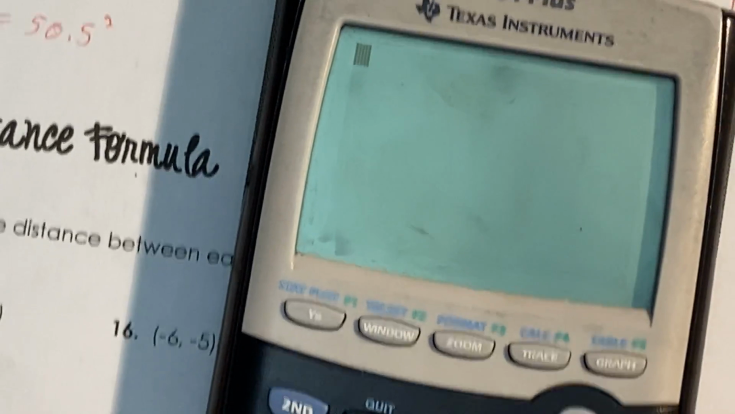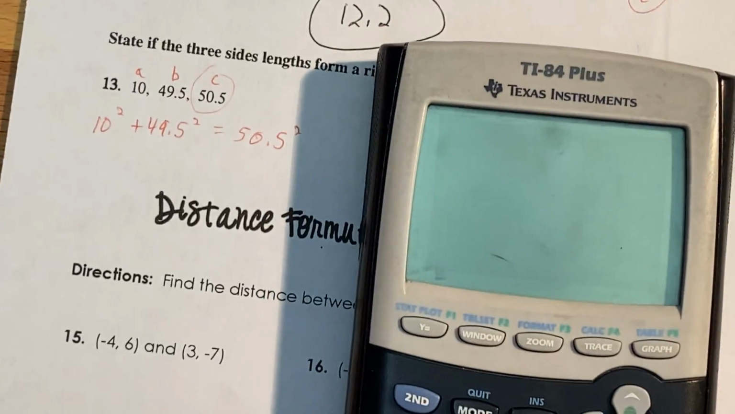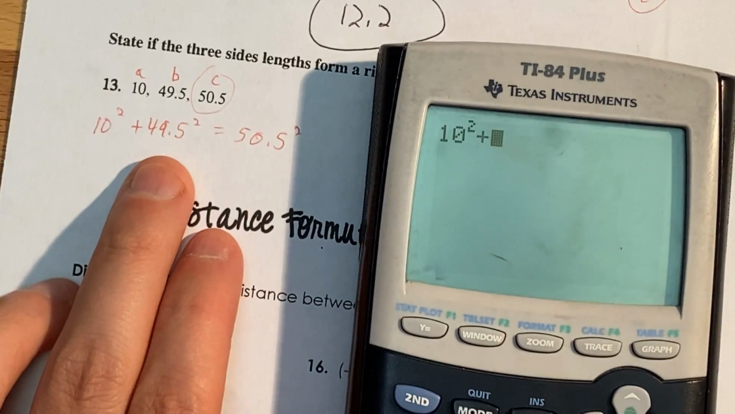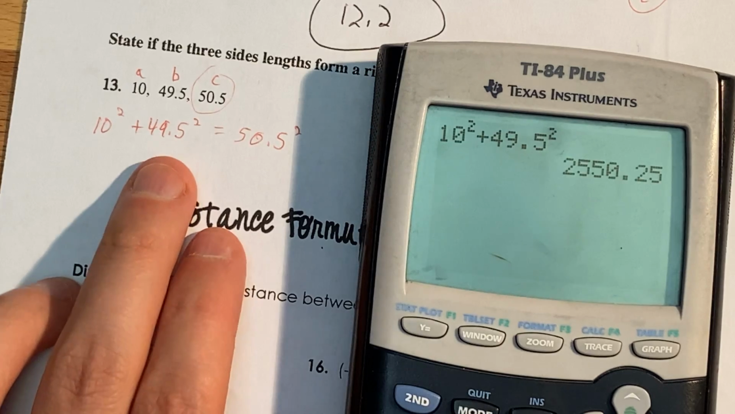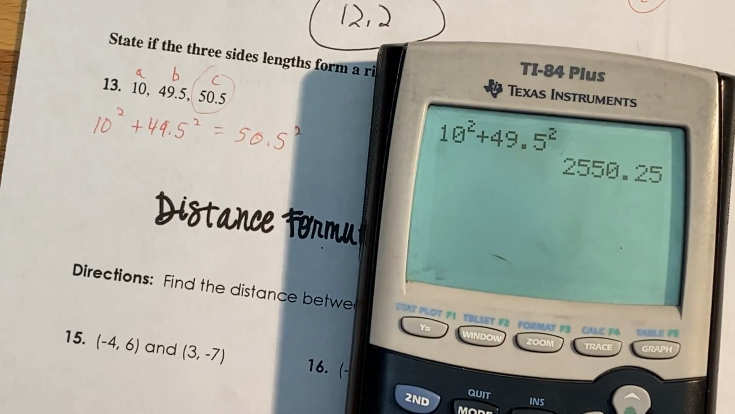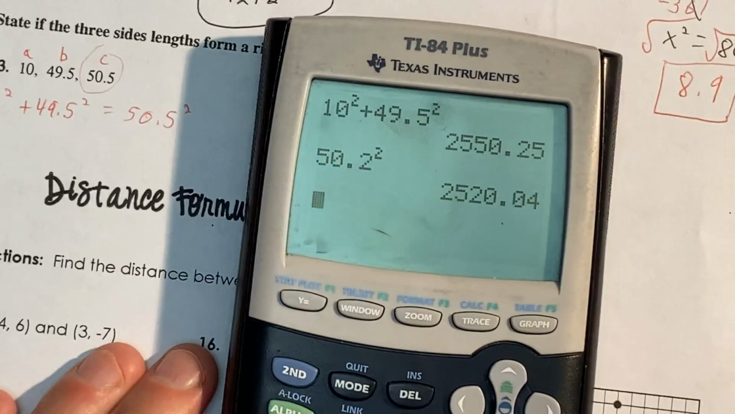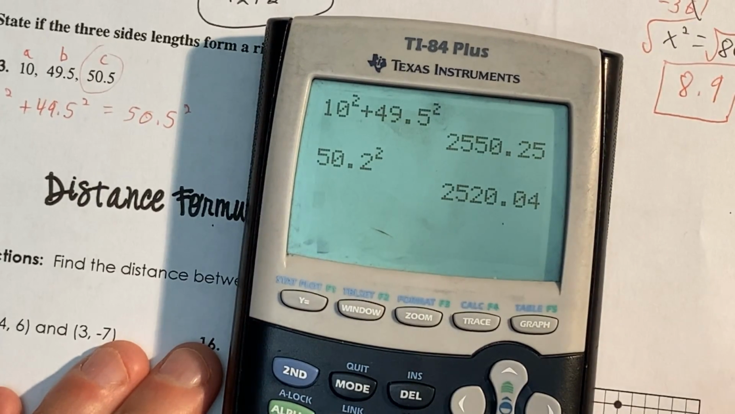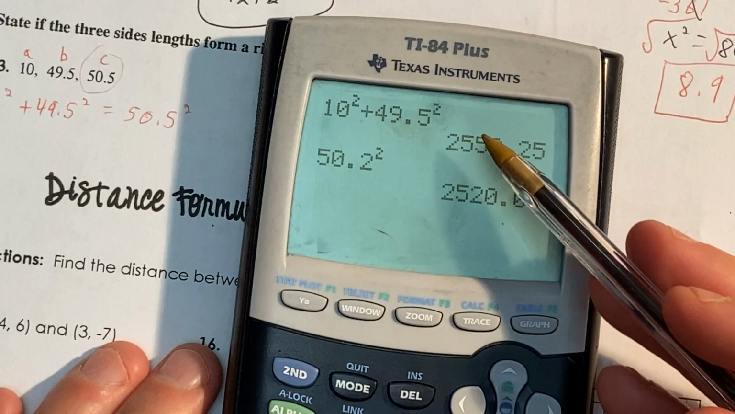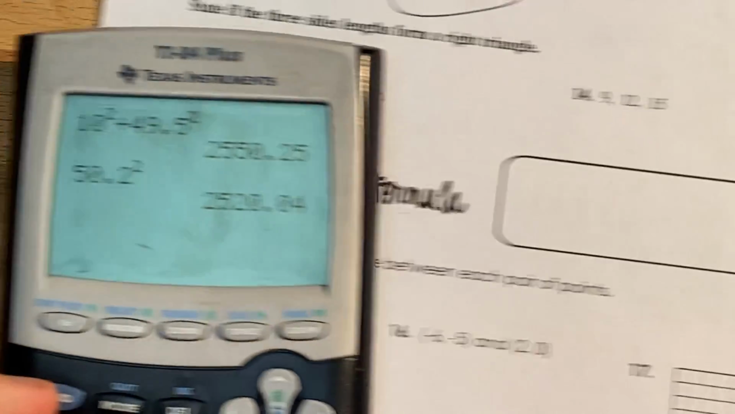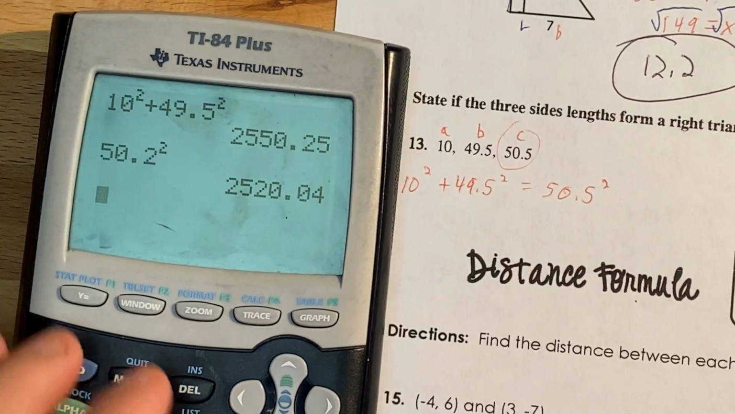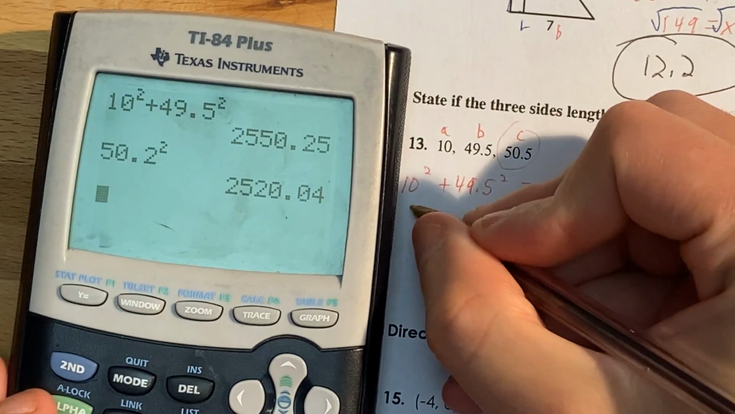Let me zoom a little bit. All right, 10 squared plus 49.5 squared is this number, and 50.5 squared is not quite that. Almost, but not really.